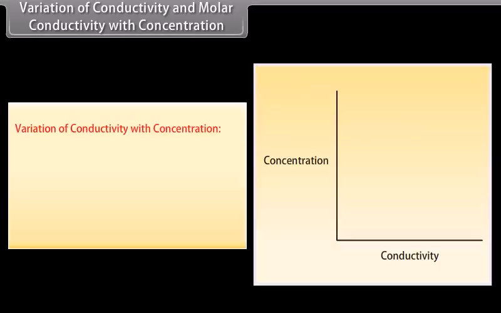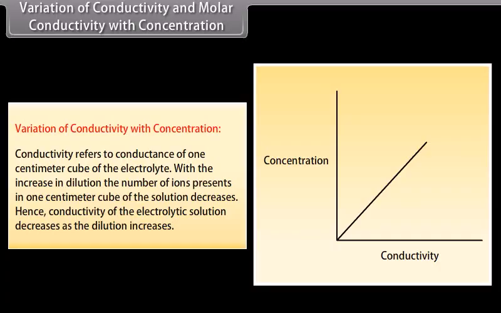Variation of conductivity and molar conductivity with concentration. Variation of conductivity with concentration. Conductivity refers to conductance of 1 centimeter cube of the electrolyte. With the increase in dilution, the number of ions present in 1 centimeter cube of the solution decreases. Conductivity of the electrolytic solution also decreases as the dilution increases.